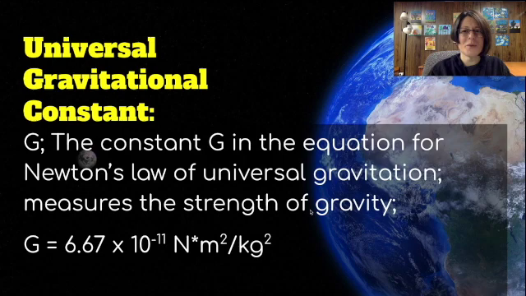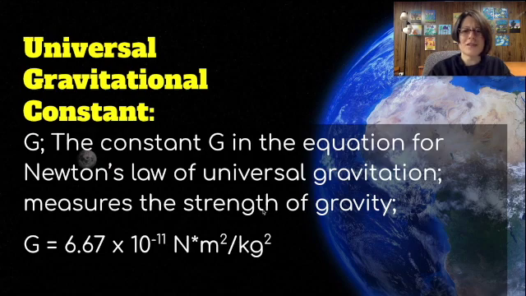But first, before we look at the equation, we have to know about the universal gravitational constant, which is the capital letter G. Now, note, this is different than the lowercase letter g, which is the acceleration due to gravity, because they are different numbers. And so one is capitalized and one is lowercase. The capital letter G, the universal gravitational constant, is the constant G in the equation for Newton's law of universal gravitation. It measures the strength of gravity.